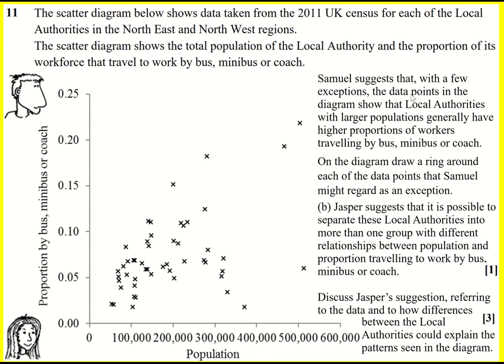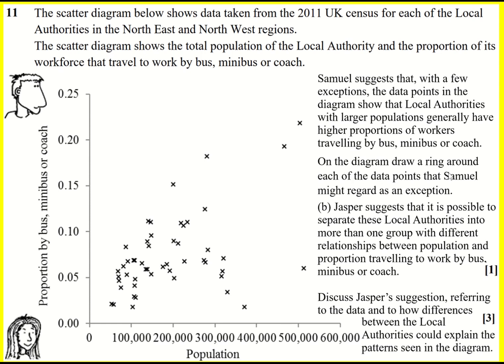Samuel suggests that with a few exceptions, the data points in the diagram show that the local authorities with larger populations generally have higher proportions of workers traveling by bus, minibus, or coach. And we can see that over here and here. That's definitely happening, isn't it? And it's not just a number, it's a proportion.